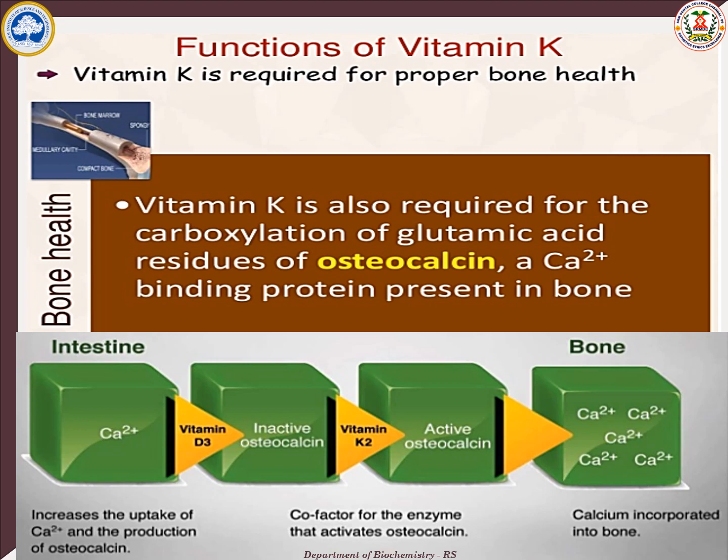See here the picture showing the calcium from the intestinal absorption, with the help of vitamin D3, reaching the osteocalcin, which will be in the inactive form. The activation of the osteocalcin is done with the help of vitamin K2. So the inactive form of osteocalcin will be converted to active osteocalcin. Once the osteocalcin is activated, it can accumulate the calcium ions, so the calcium incorporation or calcification of the bone can take place. So vitamin K also helps in maintaining the proper bone health.